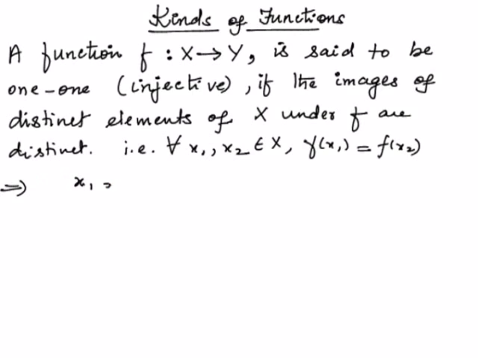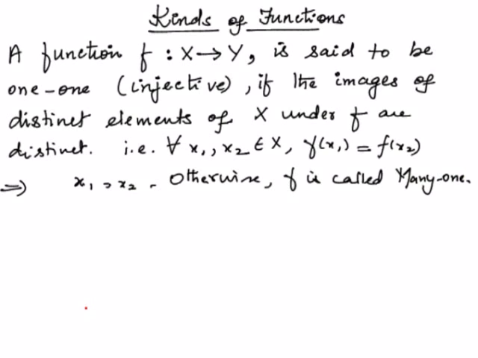If that is not happening, then we say that it is many to one. Okay, I repeat it. For every x1 and x2 belonging to capital X, if we have f of x1 equal to f of x2, then that would tell us that x1 is equal to x2. If that is not happening, it's not going to be one-one at all. It's going to be a many to one function. Yes? Now let us see some examples using the Venn diagram.